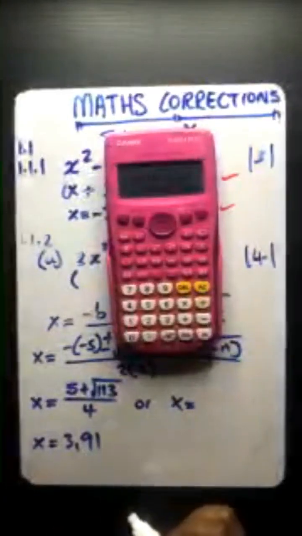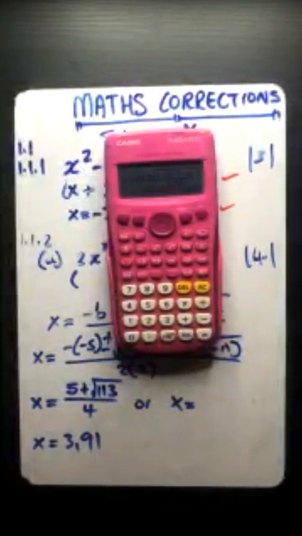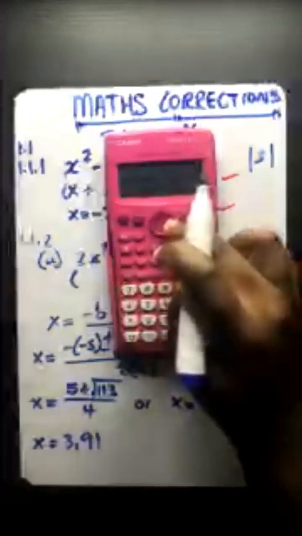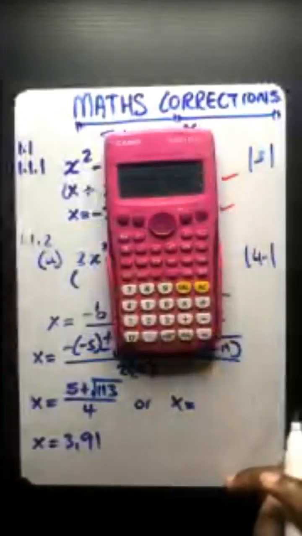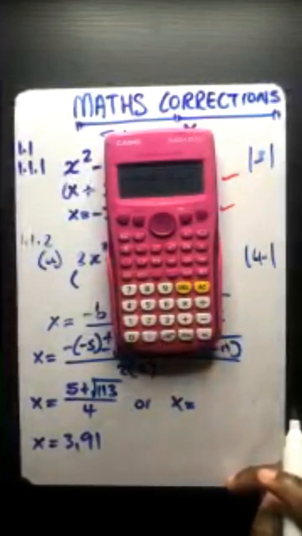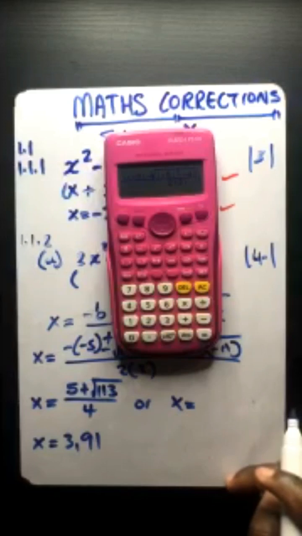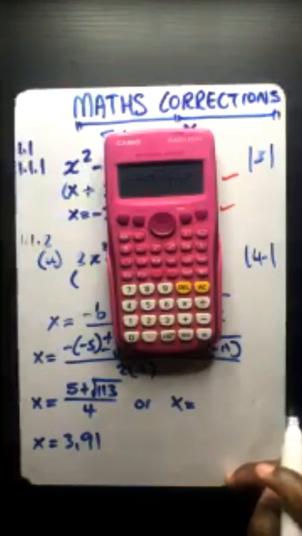3.91. Remember, there should be instructions in each and every test where they say, if not specified, round it off to 2 decimal places. So just make sure that in the exam, if they say if not specified, round off to 2 decimal places, then just check if that question did not specify to what decimal places you should round off. Then you will know what to do.